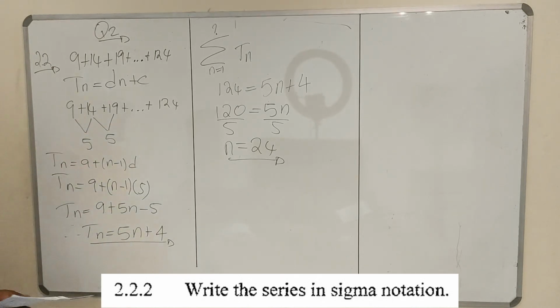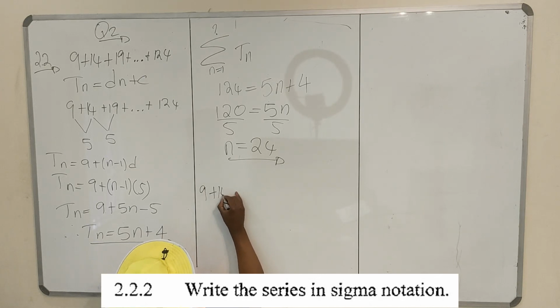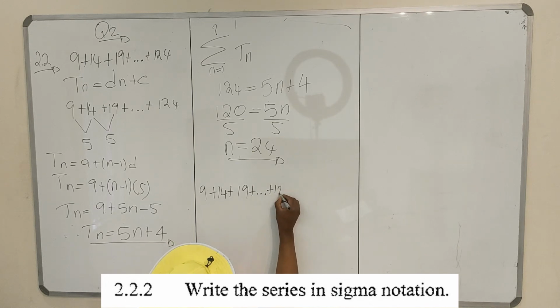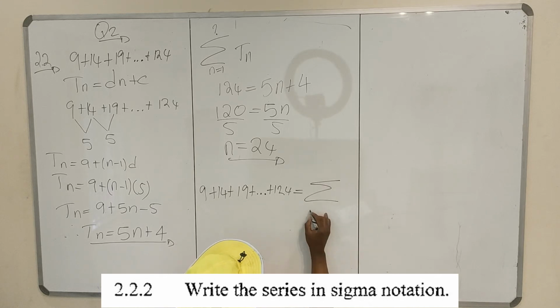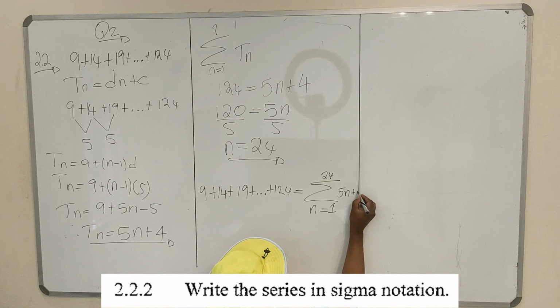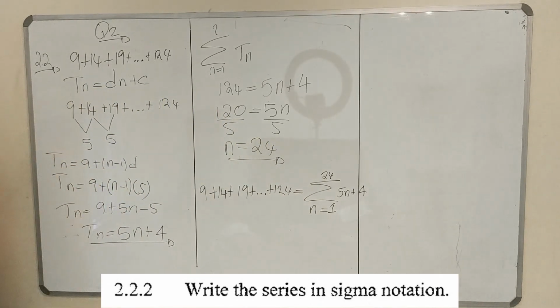So that means your 9 plus 14 plus 19 up to 124 is equal to this thing. It starts from n equal to 1 to what? To 24, with a general term of what? 5n plus 4. This is it. It should be something along those lines. Easy stuff, right? Then 2.3.